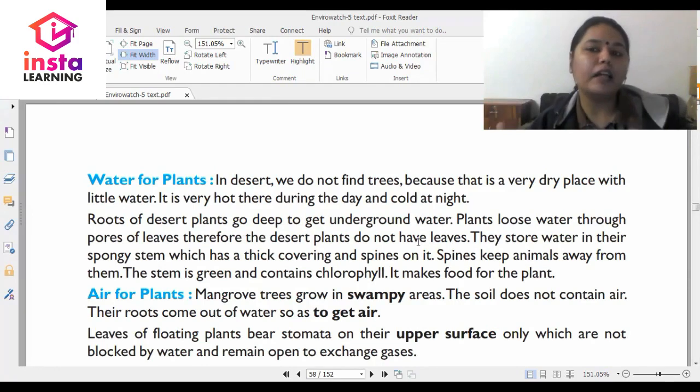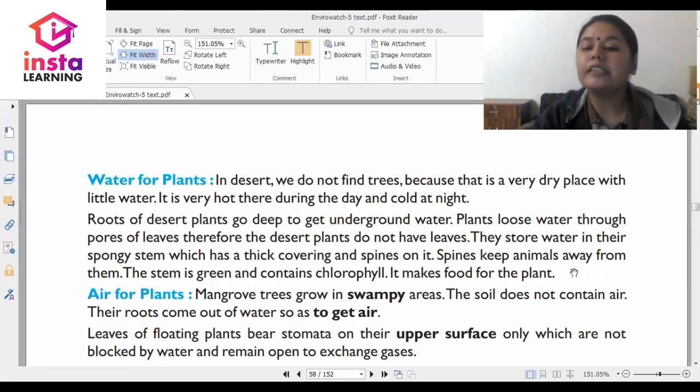So a common plant that you see in deserts is cactus. Plants lose water through pores of leaves, therefore the desert plants do not have any leaves. They store water in the spongy stem which has a thick covering and spines on it. Spines keep animals away from them, just like the case of the cactus. The stem is green and contains chlorophyll. And it is this chlorophyll which makes food for the plant.